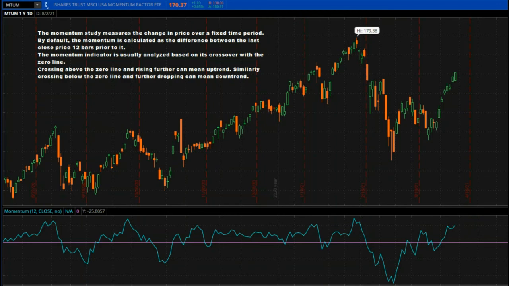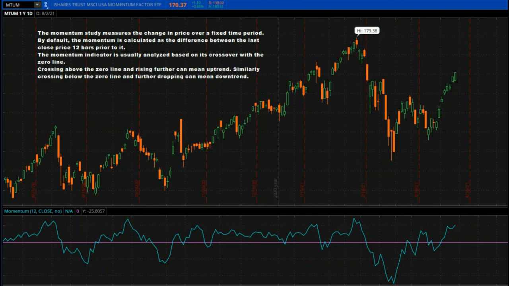This is a 1-year daily chart of MTUM. On the upper part, you see the price chart, and on the bottom, you see momentum indicator. The momentum study measures the change in price over a fixed time period. By default, the momentum is calculated as the difference between the last close price and the close 12 bars prior to it.